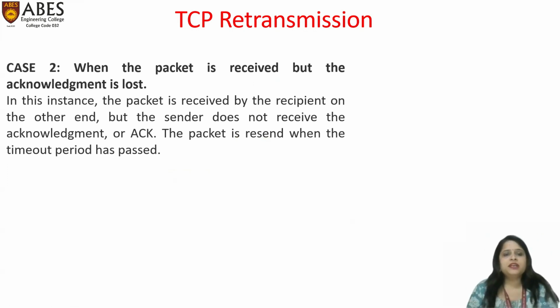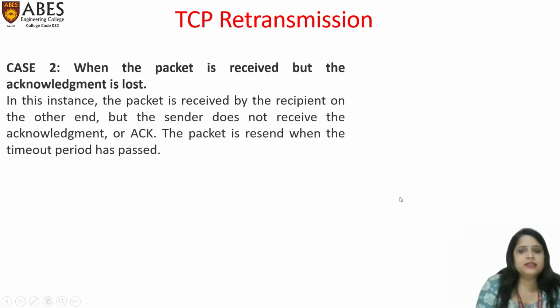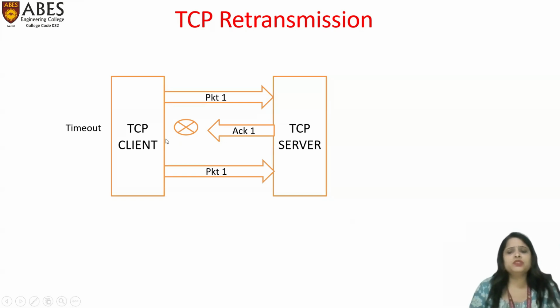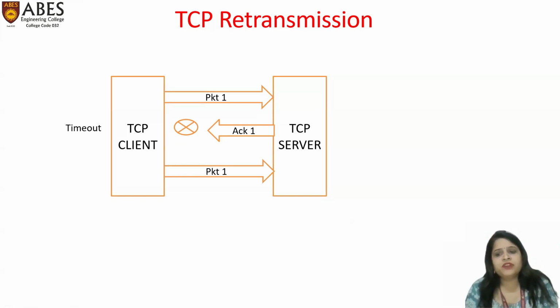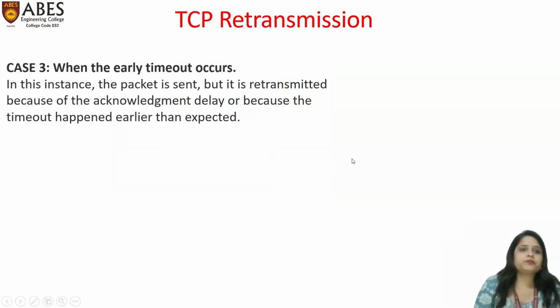The second case of TCP retransmission is when the packet is received but the acknowledgement is lost. To understand this, let us take an example of a TCP client and server. The client sends packet 1 to the server, and after receiving this packet, the server sends an acknowledgement to the client, but due to some network error, this acknowledgement is lost. After waiting a certain period of time, if the client does not receive any acknowledgement, the client assumes it may be data loss or corruption, so it retransmits packet 1 to the server. So this is case two.